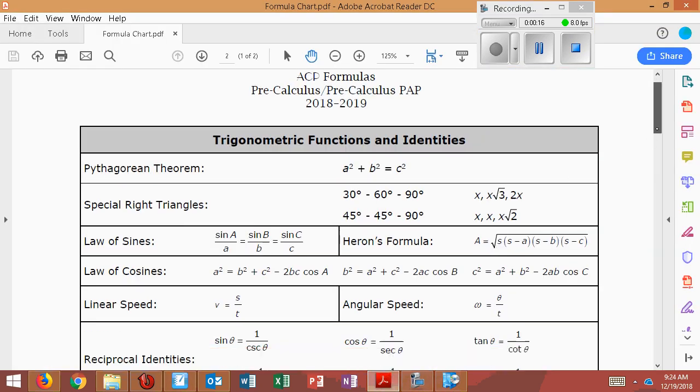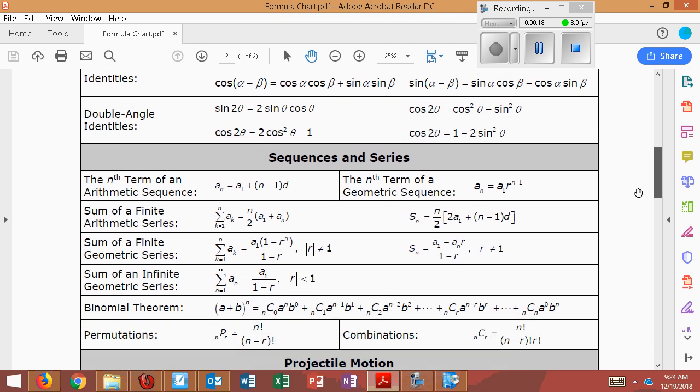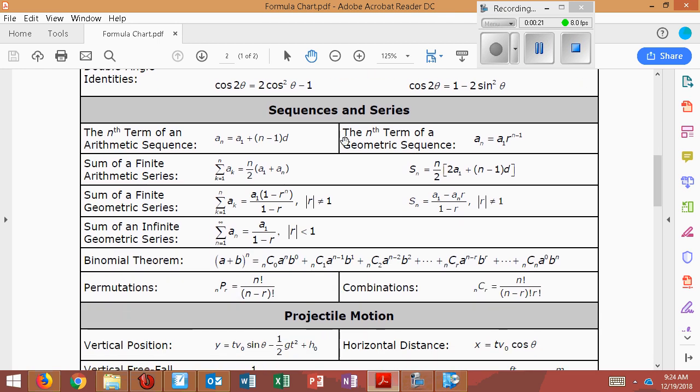Now remember, on our formula chart, if we search under sequences and series, we have arithmetic and geometric formulas. These are the two we want to use. I know there are all these different things in there, but we focus on the top two.